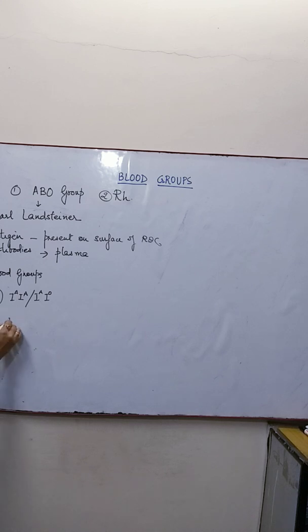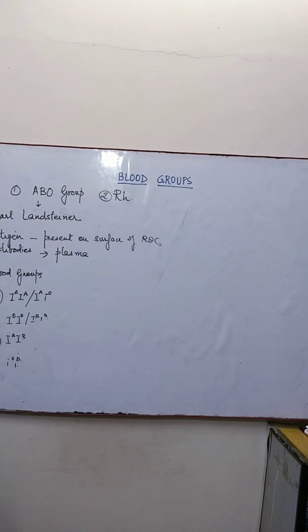If a person has IB and IB or IB and IO, then the person has the B blood group. If a person has IA and IB, then the person gets a blood group of AB. And if it is IO and IO, that is small i, then the person will have an O blood group. So this is decided by one allele from the father and one from the mother.